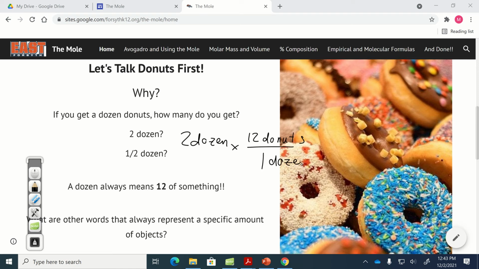And I know you're like, oh my gosh, you're doing a conversion. Yes, I am. Whenever you're trying to figure out how many donuts you're going to get when you have multiple dozens, all you're doing is multiplying that dozen number by 12 and figuring out the total number of donuts that you have, okay?